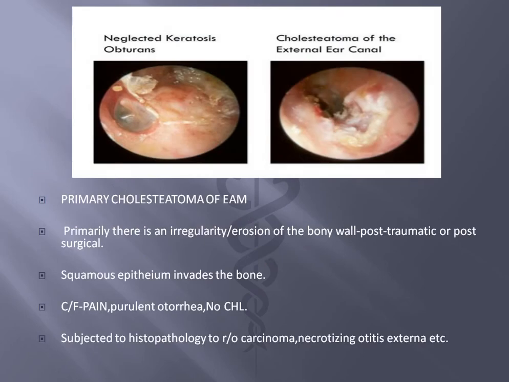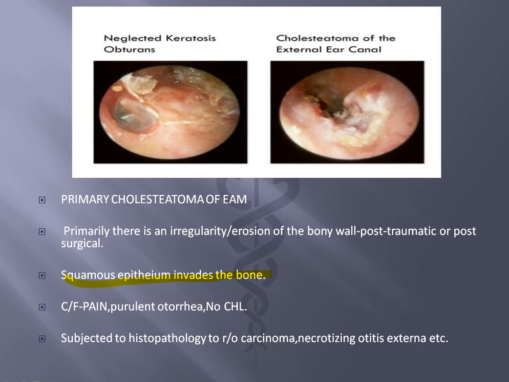So now here you can see the primary cholesteatoma of the EAM. Primarily what happens, there is an irregular erosion of the bony wall, post-traumatic or post-surgical. So what happens, this squamous epithelium invades the bone. So what are the clinical features? The pain, purulent otorrhea, but there is no conductive hearing loss. And subject to histopathology, to rule out carcinoma or necrotizing otitis externa.